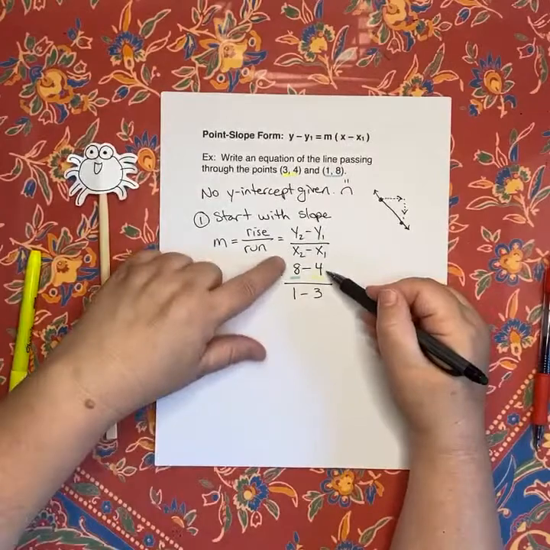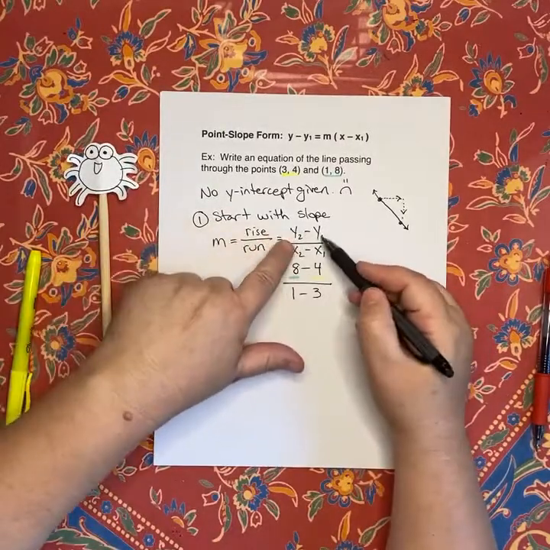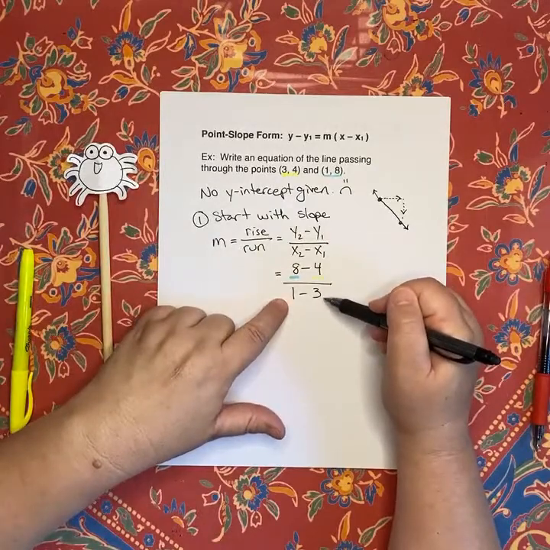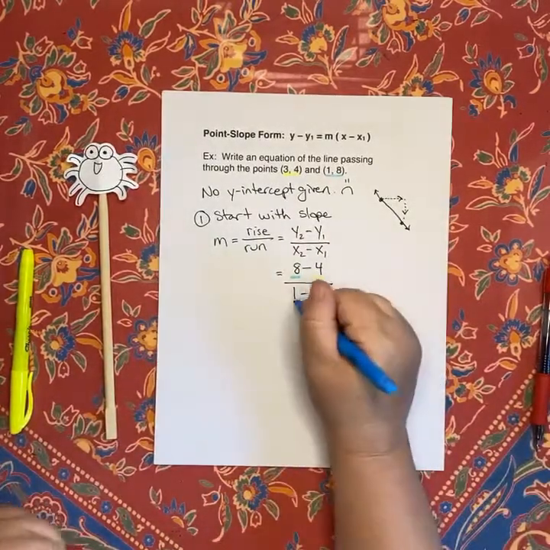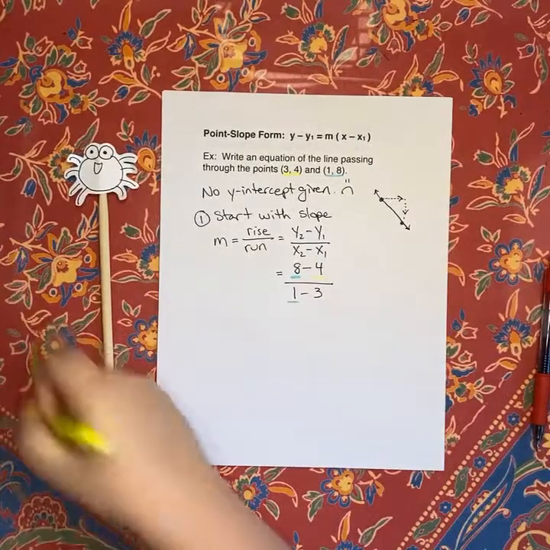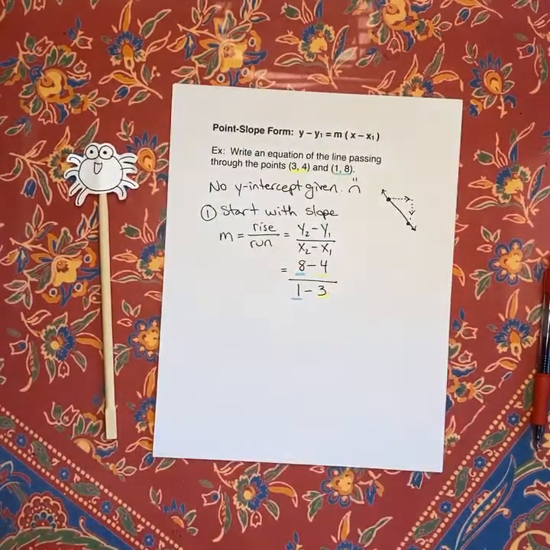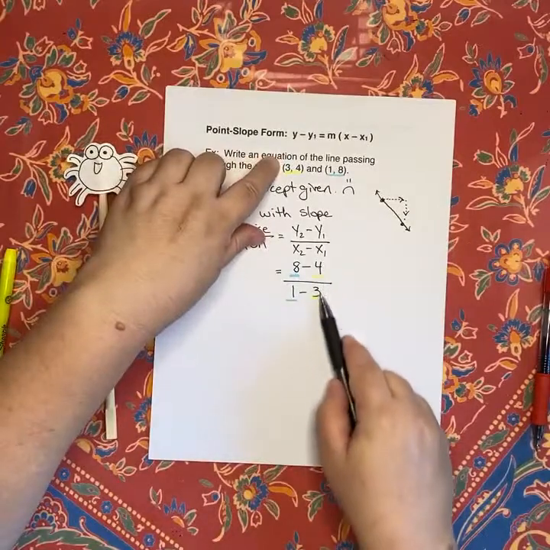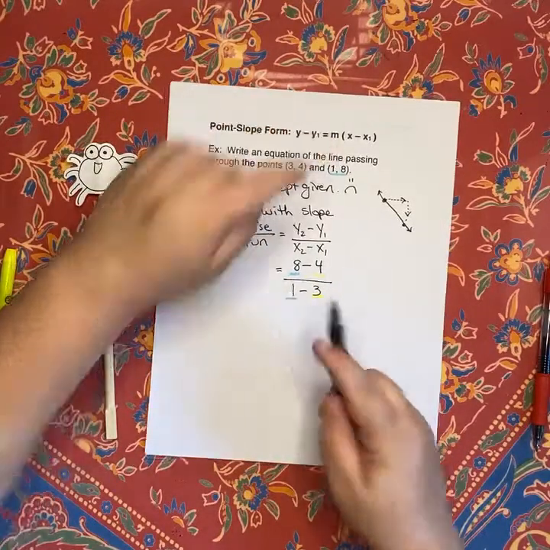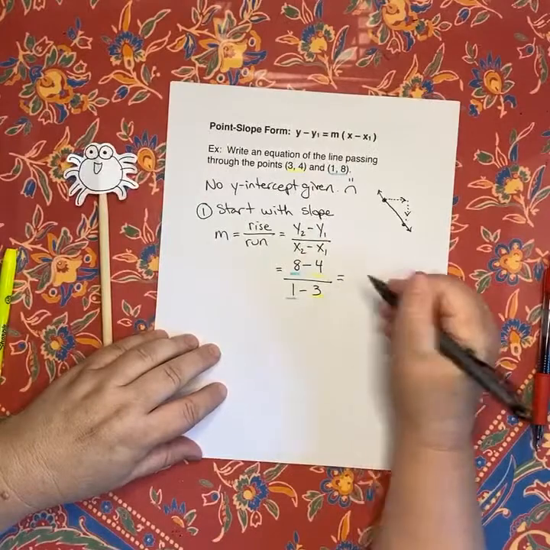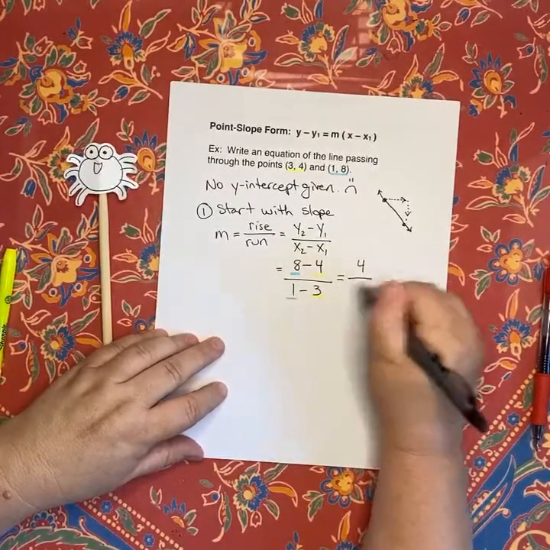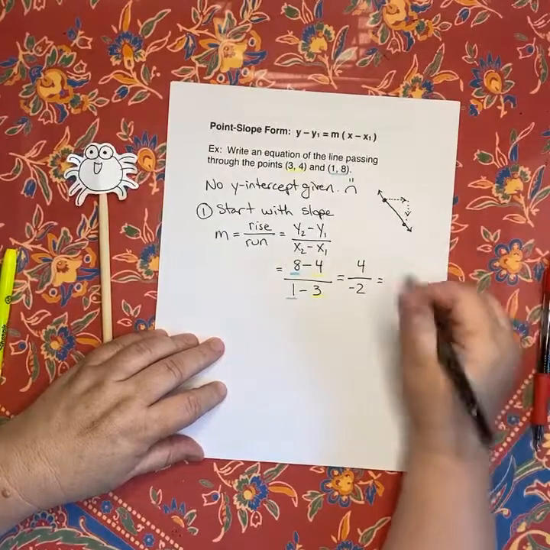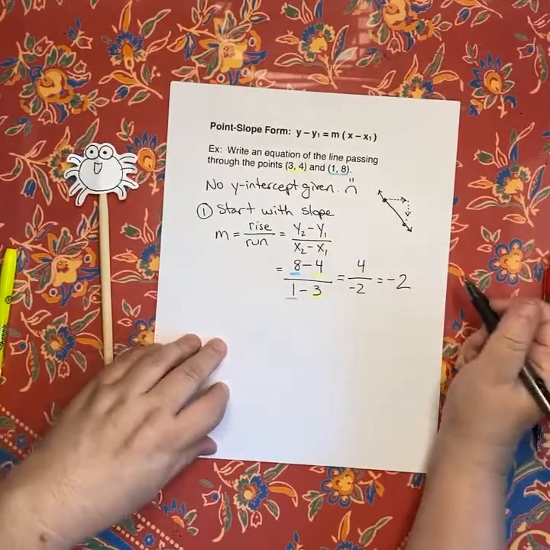So here are the y's. The rise are the y's. Here are the x's. And here's the blue x and the yellow x. And you see they line up. So here's 3, 4. There's 3 and 4. 1, 8. There's 1 and 8. They have to line up like that. Okay, 8 minus 4 is 4. 1 minus 3 is -2. And 4 over -2 is -2.